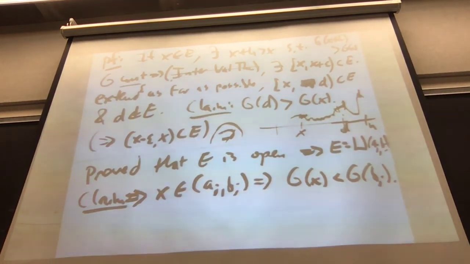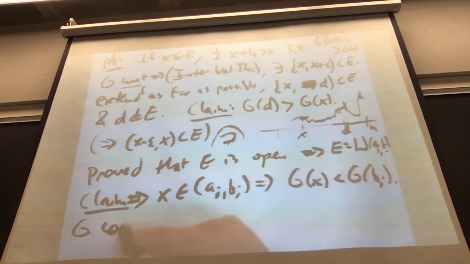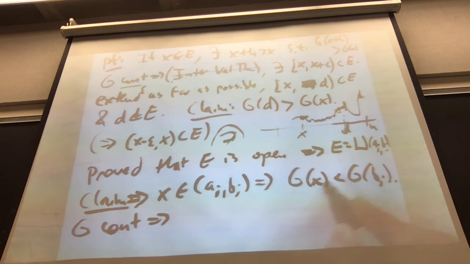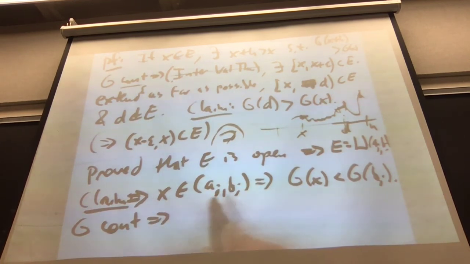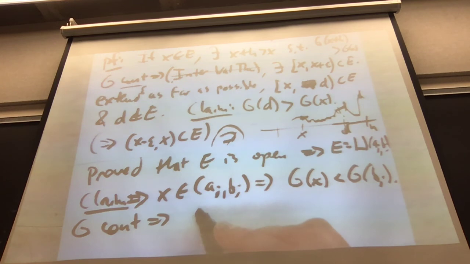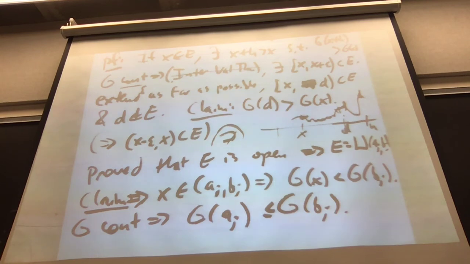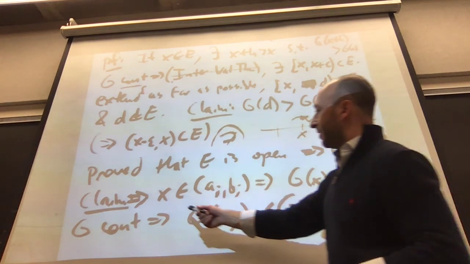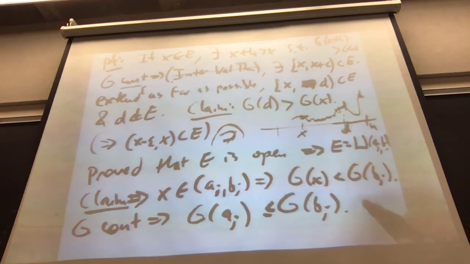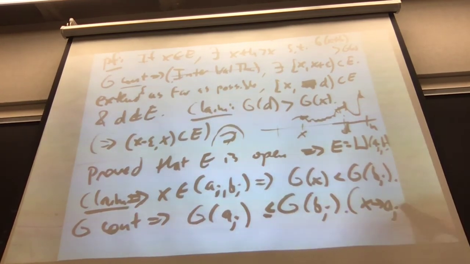Okay? But G is continuous. So that implies I can follow this all the way down to AJ. This is true for any X in the interval. So it's true in the limit, but in the limit, all I can say is G of AJ is less than or equal to G of BJ. It might approach. On the other hand, I take the limit as X goes to AJ, from above. X is coming down to AJ.